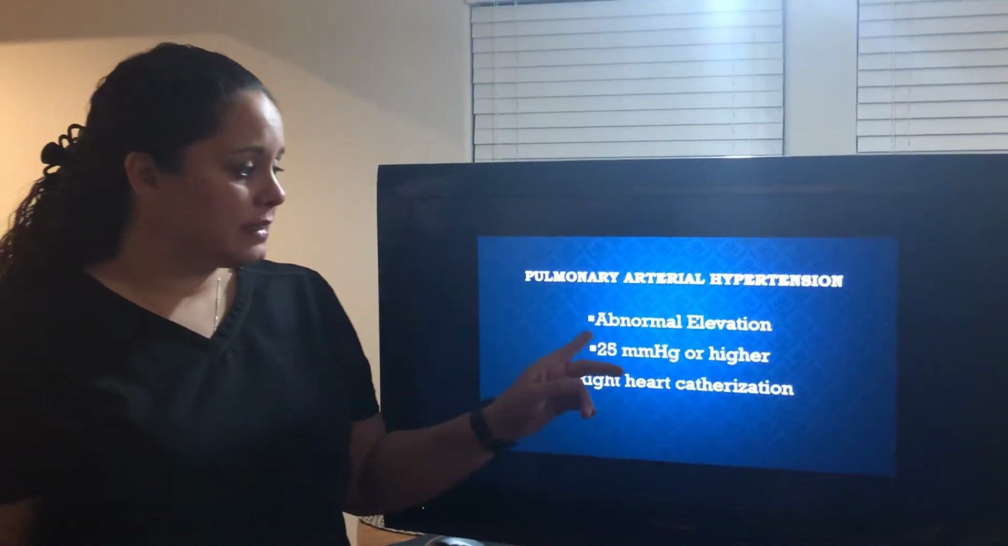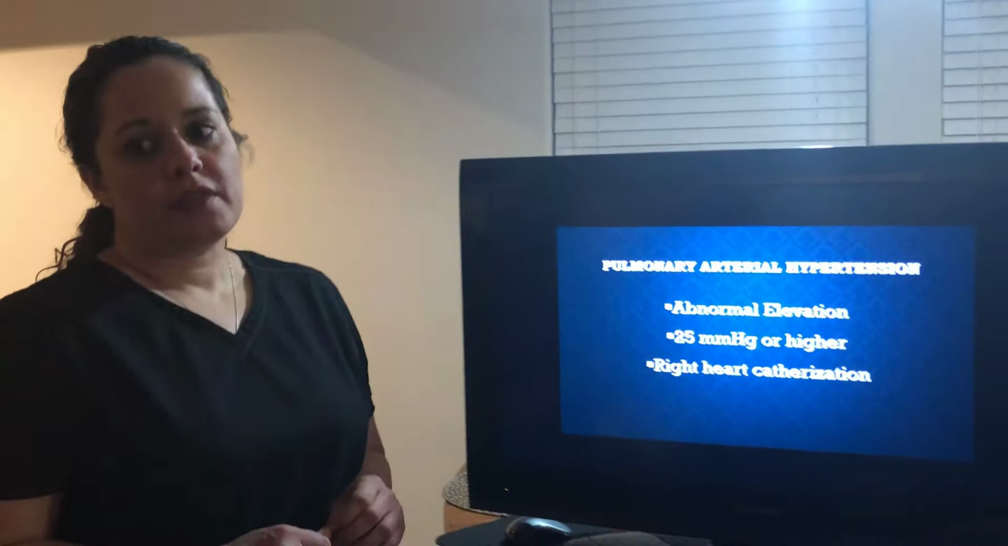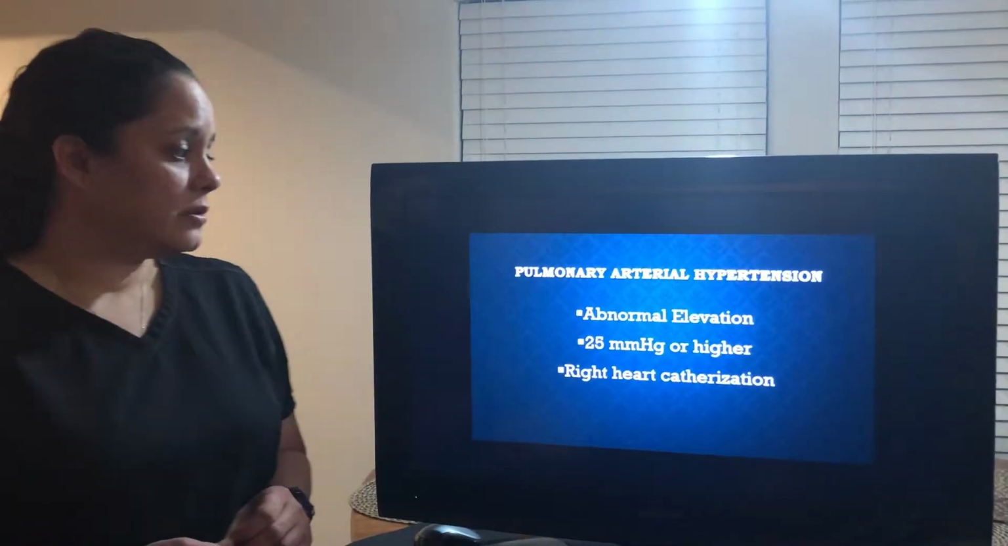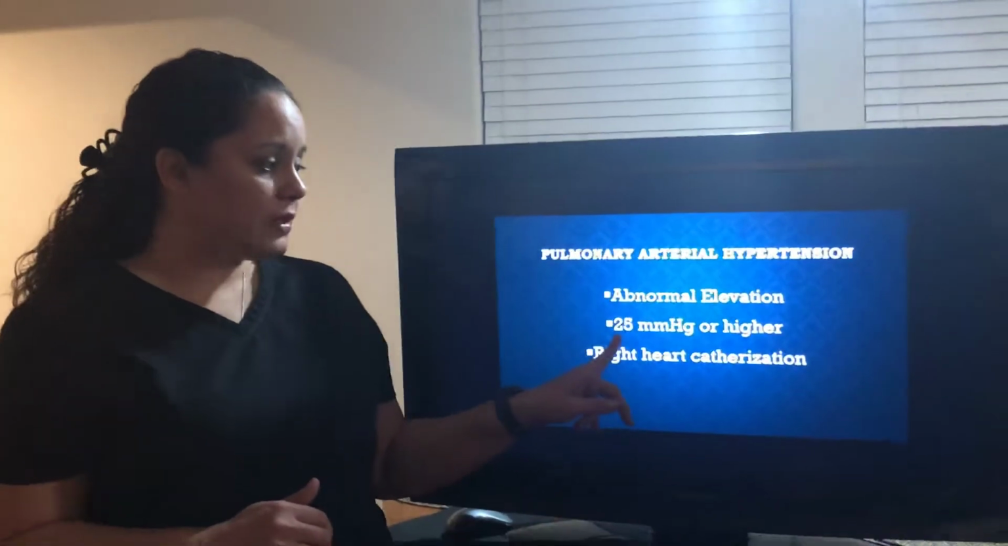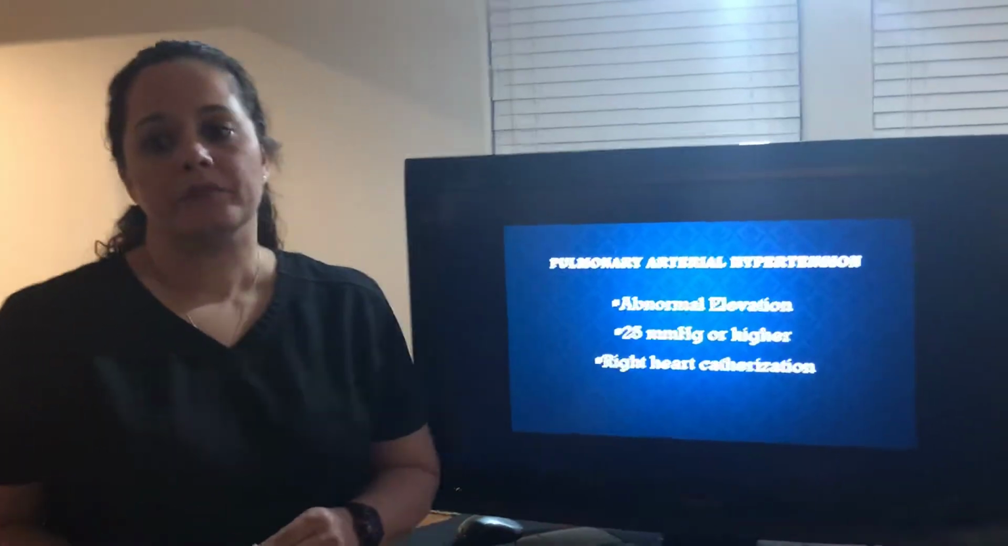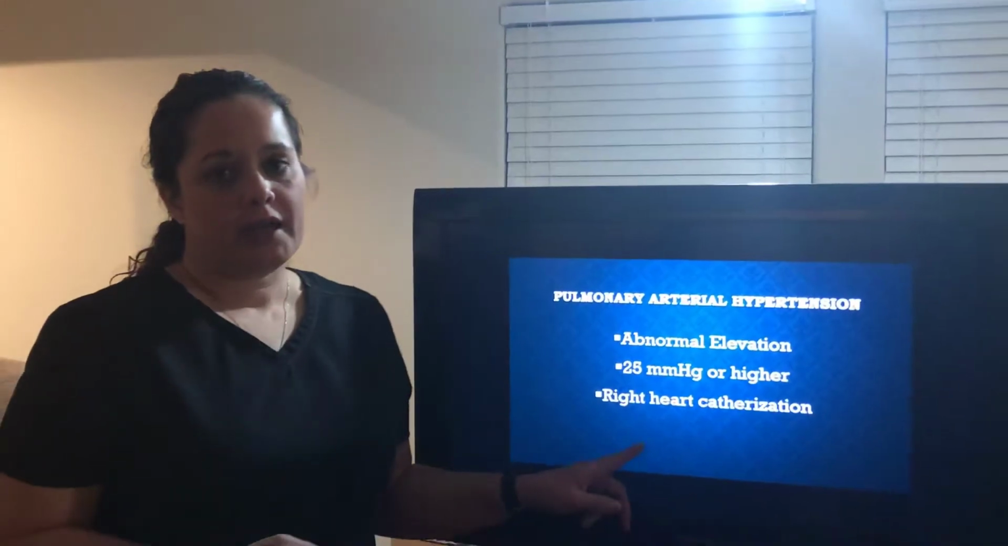PAH is a disease where there's an abnormal elevation in the circulation pressure of the pulmonary artery. Diagnosis is made when the mean pulmonary artery pressure measures at 25 millimeters of mercury or higher. The gold standard for diagnosing PAH is through a right heart catheterization.